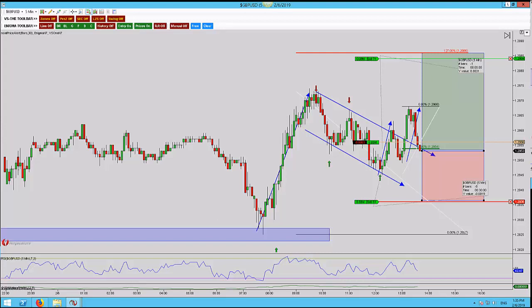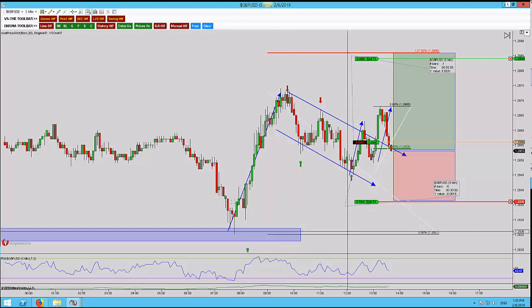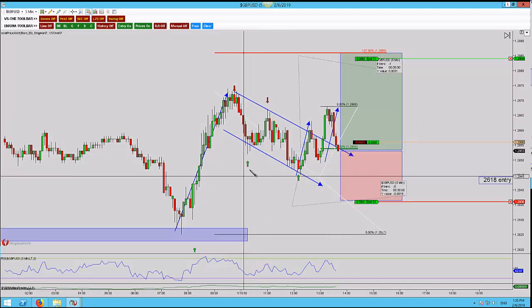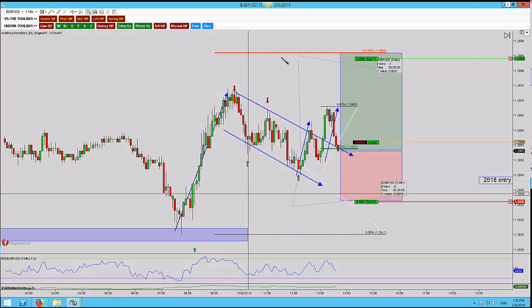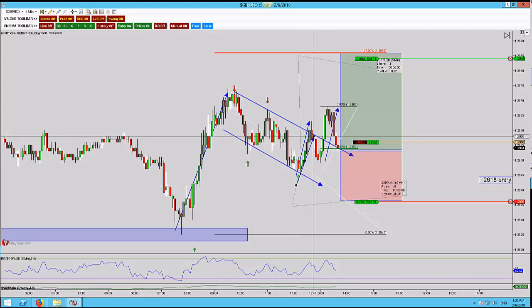This is the pound dollar on the 5 minute. This is a flag pattern that's set up with a double bottom and a 2618. This thing has been a bit of a pain. Been trying to get my entry on it. I missed it initially down here because it didn't come quite low enough. Then we had the breakout.